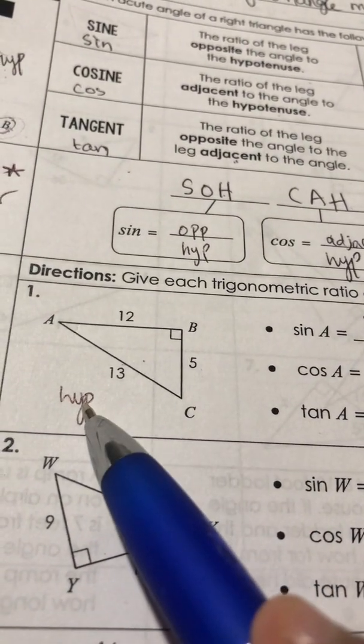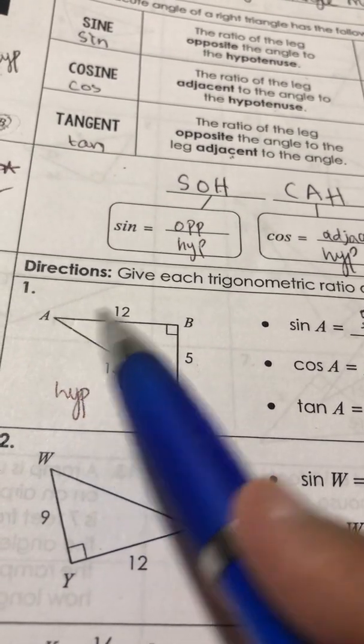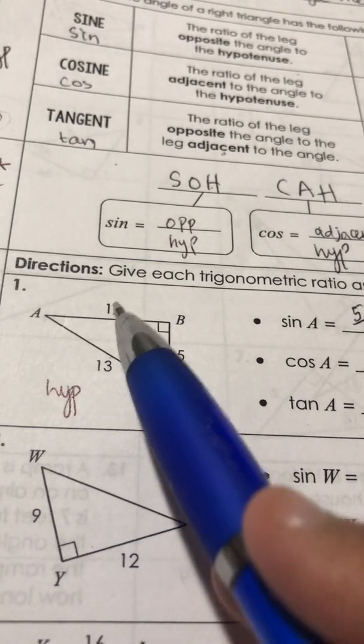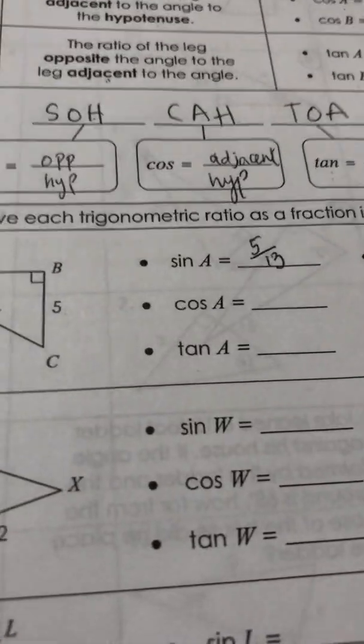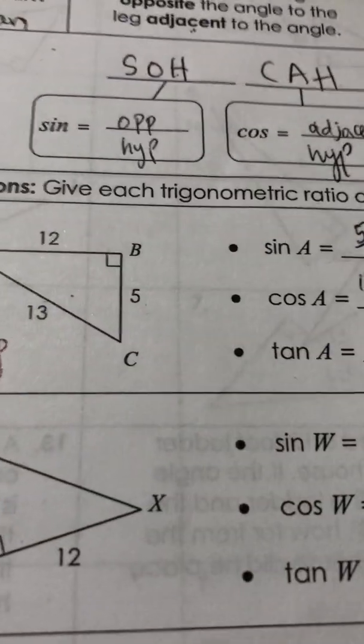We can't name this as the leg. The leg which is adjacent, meaning next to the angle, is this. So adjacent over hypotenuse, the ratio is 12 over 13. So cosine of A would be 12 over 13.